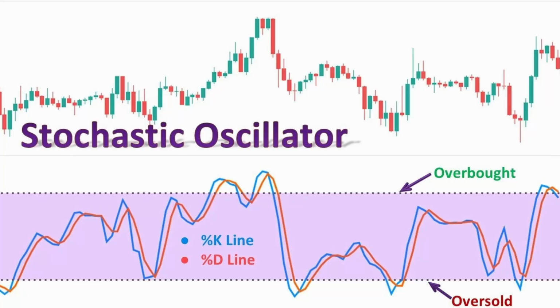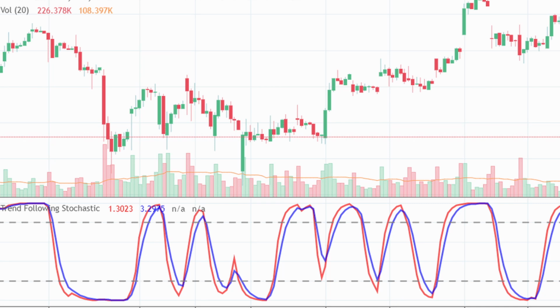When the %K line crosses above 80, the market is considered overbought, and a reversal to the downside may be imminent. Conversely, when the %K line crosses below 20, the market is considered oversold, and a reversal to the upside may occur. A buy signal is generated when the %K line crosses above the %D line, and a sell signal is generated when the %K line crosses below the %D line.